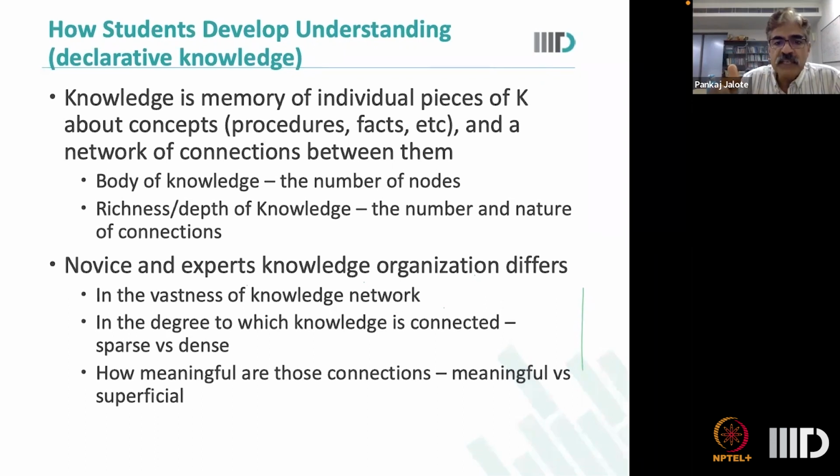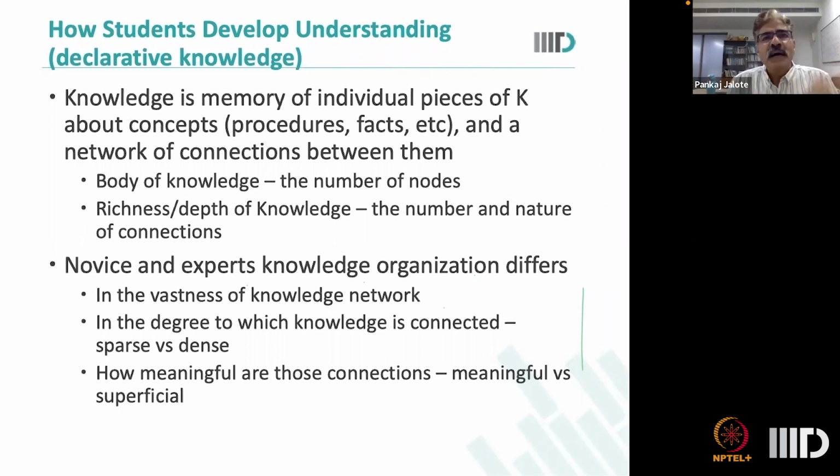And there have been studies showing that the novice's and expert's knowledge organization differs in two aspects. One is, of course, the vastness of the knowledge network. The expert has just much more knowledge. But the other is the degree to which the knowledge is connected, that is, sparse versus dense. So the expert has dense connections between the different nodes, and the novice has far fewer connections, understanding various facts in isolation.